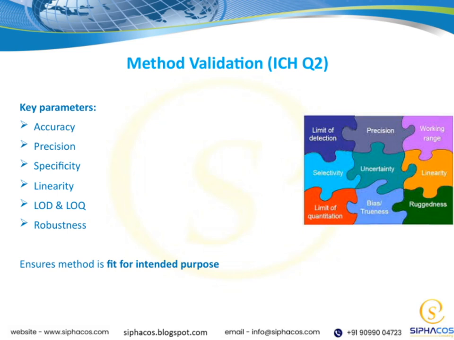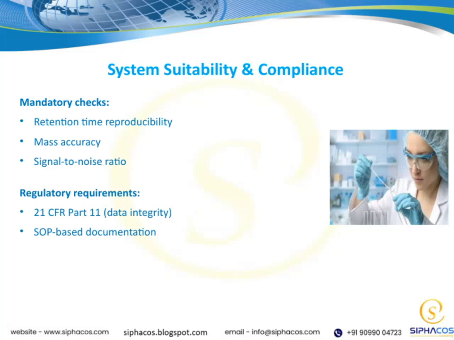We also assess the limit of detection, or LOD, and limit of quantification, or LOQ. These define the smallest amount we can detect and quantify reliably. Lastly, robustness tests how resilient our method is under small, deliberate changes in conditions. Altogether, these parameters help us confirm that the method is truly fit for its intended purpose, giving us confidence in the results we generate.